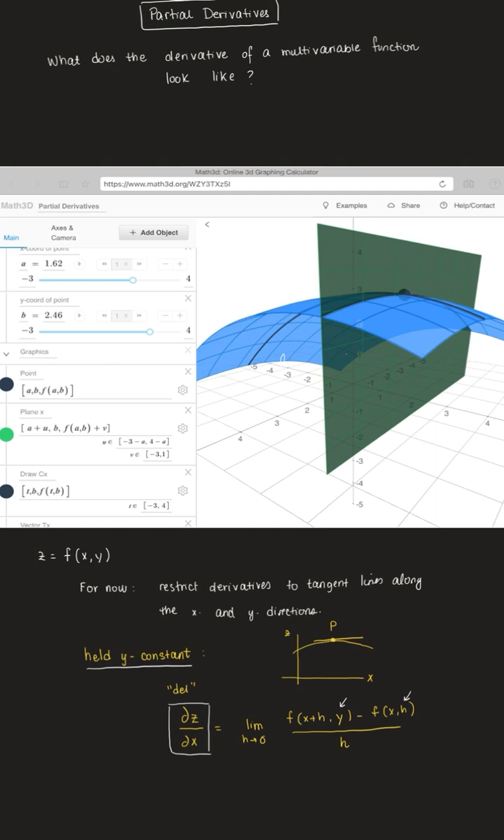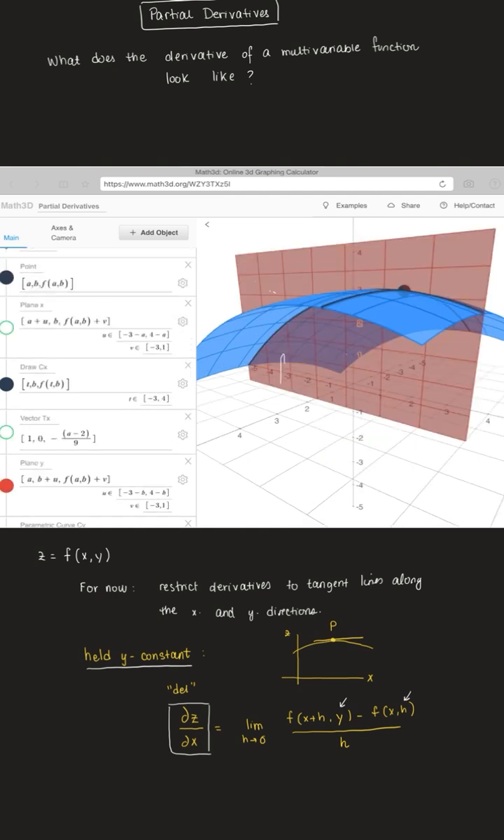There we go. Okay, so I am going to take out that plane and intersect the surface with a plane that's going to run parallel to the YZ plane this time. So this red plane now intersects. Notice that X is held fixed. So here I have held X fixed. So all the points on that plane have the same X value, and now the intersection gives us a curve. And we're interested in understanding the slope of that curve at that point.